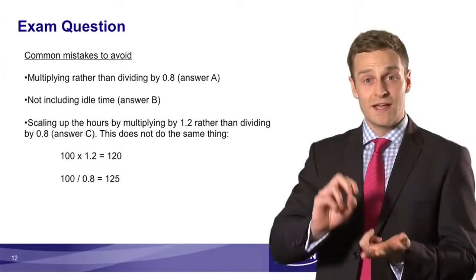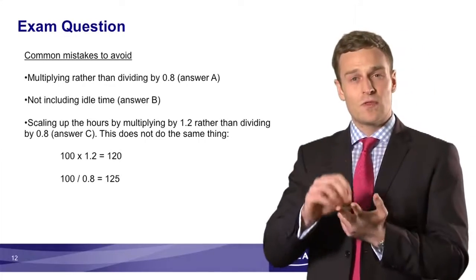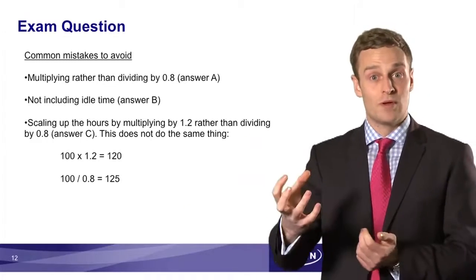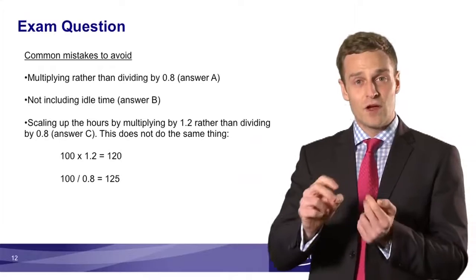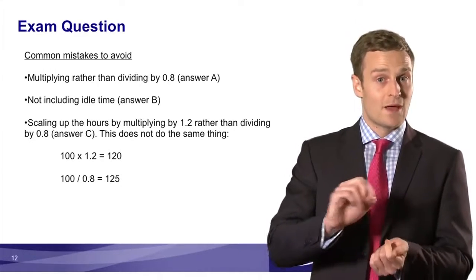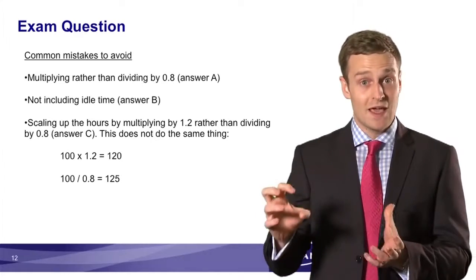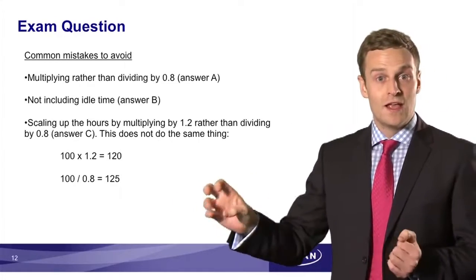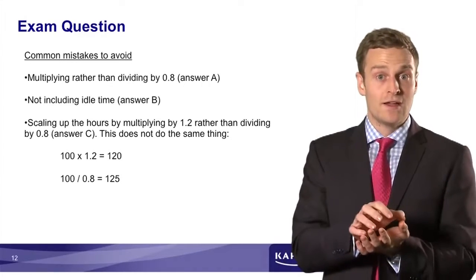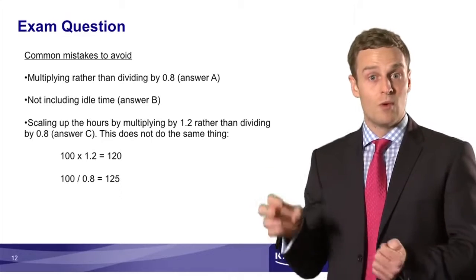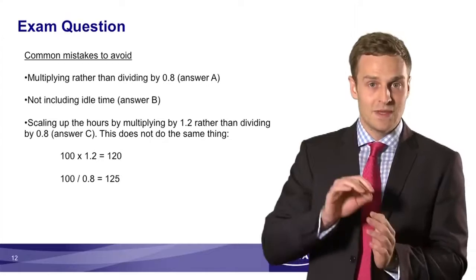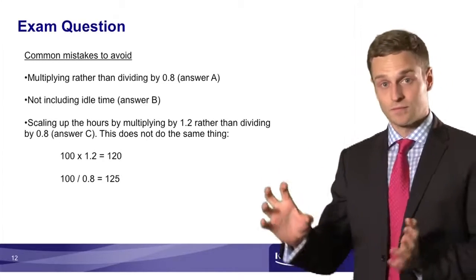And the most common answer was actually answer C. The students who picked answer C have got the idea of needing to scale up the number of hours worked, but instead of dividing by 0.8, they've actually multiplied by 1.2. Now that isn't the same thing, so you need to be careful with that. I've just given you an example here. If you take 100 and divide it by 0.8, you get 125. Whereas if you take 100 and multiply it by 1.2, you get 120. So these are different things, and you just need to be careful that you're doing it the right way around.